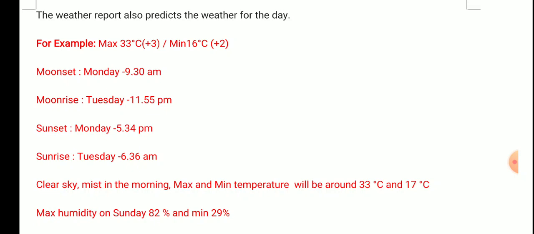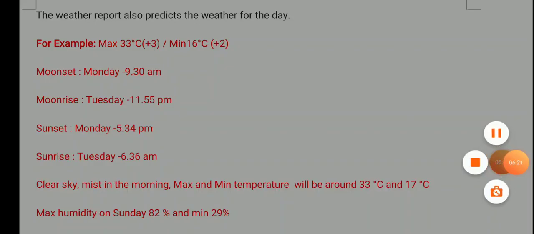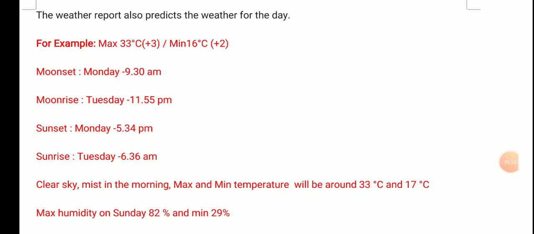Sunset is 5:34 p.m. and sunrise was 6:36 a.m. Okay, and the atmospheric condition is also given: clear sky, mist in the morning, maximum and minimum temperature will be around 33 degrees Celsius and 17 degrees Celsius. Then another important aspect is given: humidity. Maximum humidity on Sunday 82% and minimum humidity is 29%. So these are the constituents of a weather report. All these things are included in the weather report.